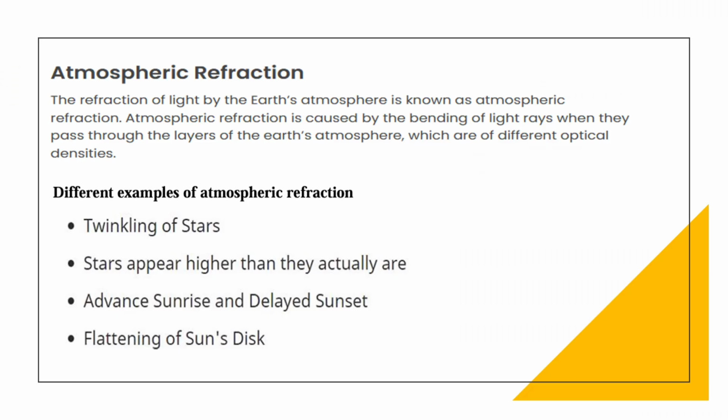Atmospheric refraction is nothing but the refraction of light by the earth's atmosphere. It is caused by the bending of light rays when they pass through different layers of the atmosphere, which have different densities. There are many examples of atmospheric refraction, such as the twinkling of stars, sunrise, sunset, or anything else. Stars appear higher than they actually are. So these are all examples of atmospheric refraction.